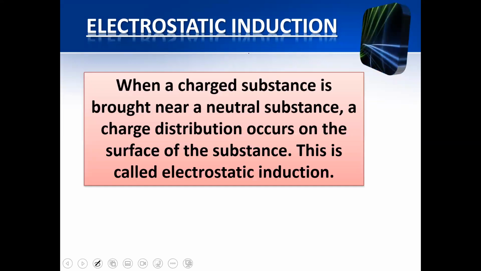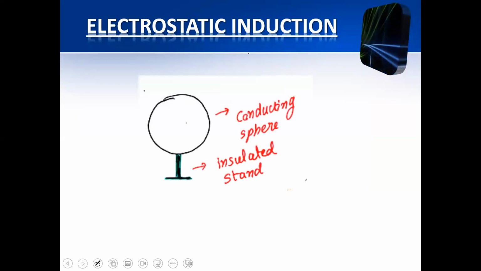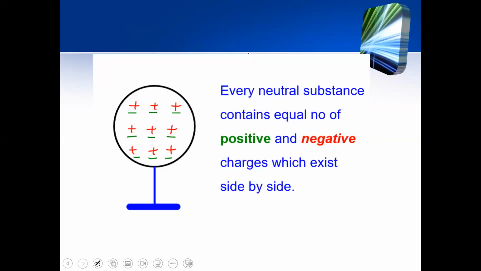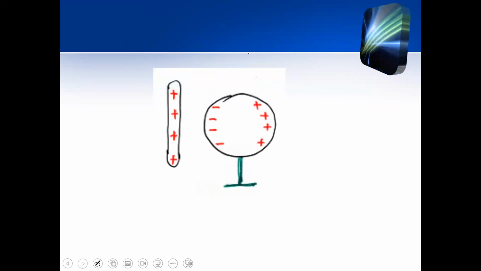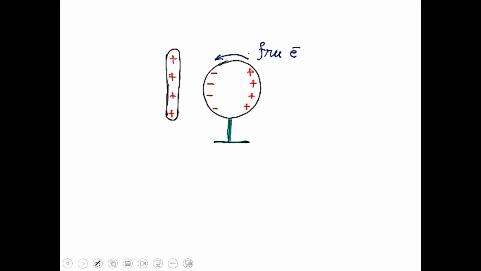So what is the definition? When a charged substance is brought near a neutral substance, a charge distribution occurs on the surface of the substance. This is called electrostatic induction. This is a neutral sphere. And we should know that a neutral substance contains both positive and negative. Now what happened? The plus and minus separate from each other due to the movement of electrons. This distribution of plus and minus is called electrostatic induction.